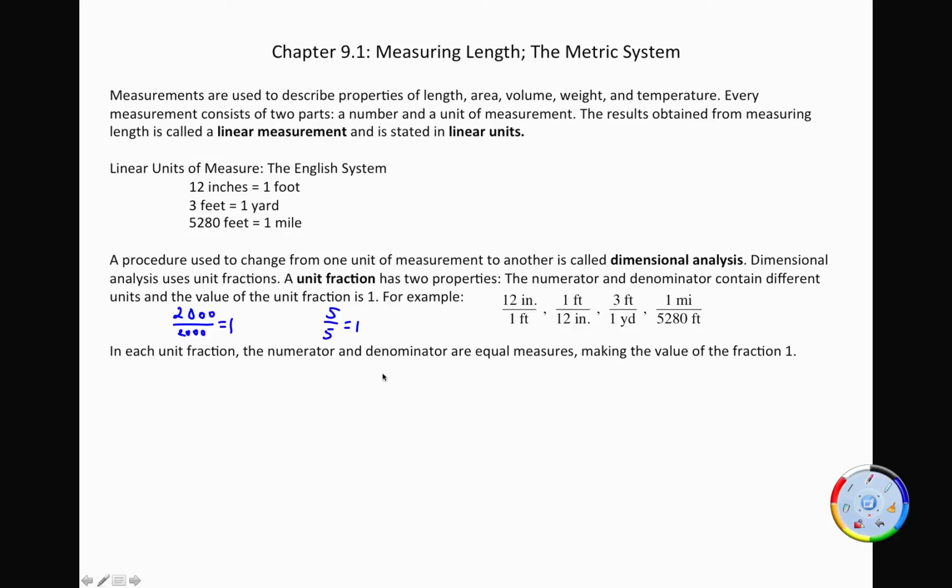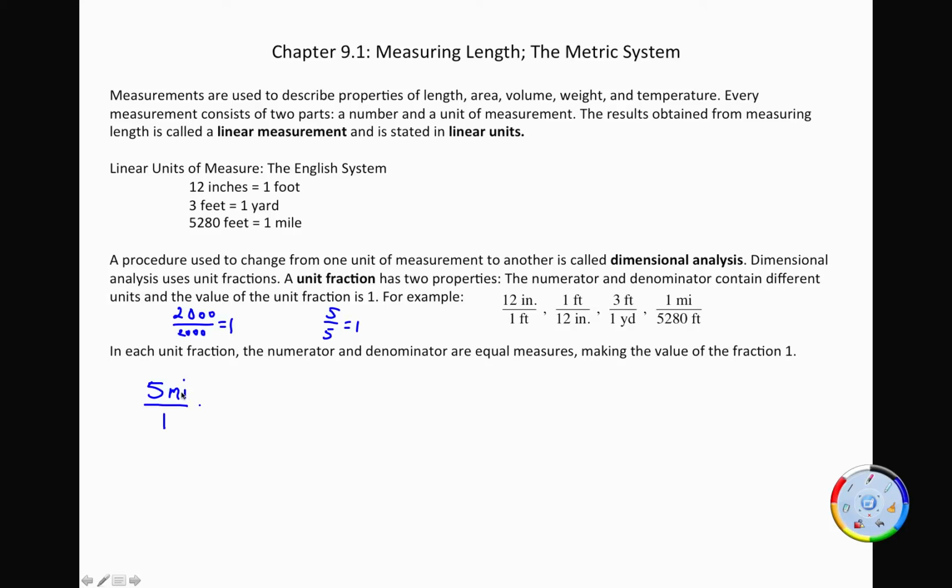Okay, let's try this. Let's say we want to know how many yards are in 5 miles. I'm going to start with 5 miles, and because I'm going to use my unit fractions, I'm going to make this a fraction. So I always start by beginning with the number I'm given over 1. Now, I'm going to use some conversion factors. As long as I multiply by any of these, it's like multiplying by 1, so it doesn't change this value.